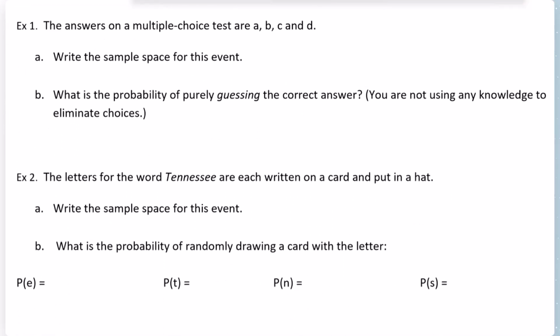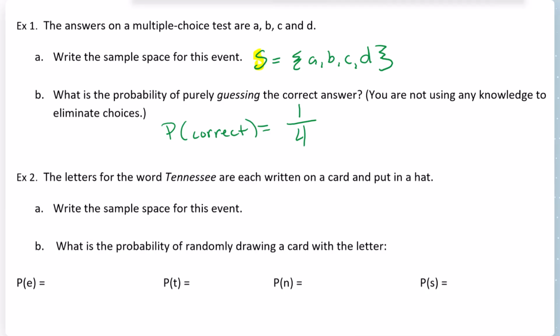Moving on into some examples here. The answers on a multiple choice test are A, B, C, and D. Write the sample space for this event. So the sample space is going to be A, B, C, or D. So then part B, what is the probability of guessing the correct answer? So the probability of getting correct, well, let's talk about the denominator. How many possibilities are there? How many options are in our sample space? 4, A, B, C, or D. How many of those are going to be correct? 1 of the 4. So the probability of guessing correct is 1/4.